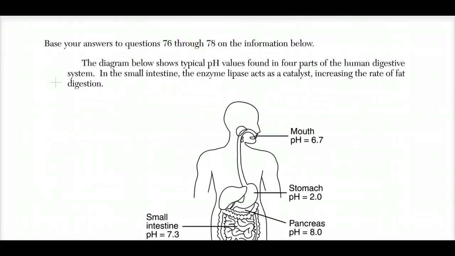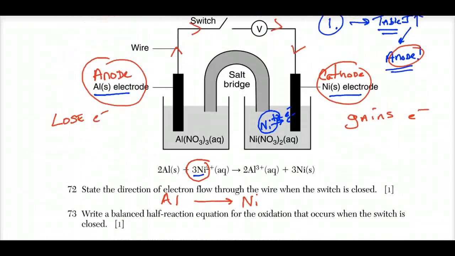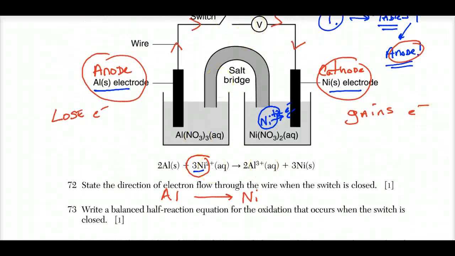Well, they made life real easy for us because they gave us the overall reaction. I never would have, but we know that the anode is over where? At the aluminum. So the aluminum is going to oxidize, and when it does, it becomes aluminum plus 3. How do I know that? Because aluminum only becomes one choice, plus 3 electrons.